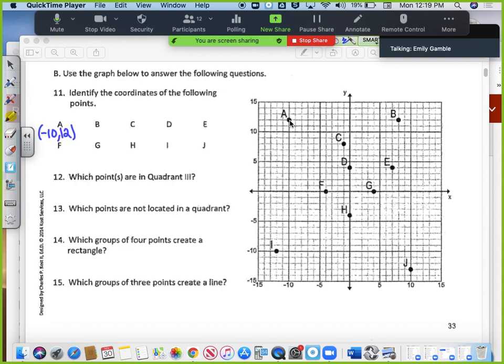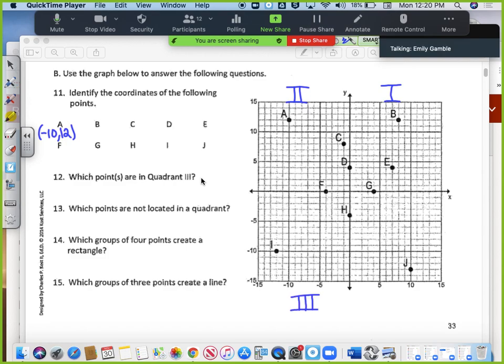And then what I want you to do is fill out the rest of these points by finding out their x and y values for the rest of them here. And then it's asking which points are in quadrant 3. Don't forget that when we have a graph, we have 4 quadrants. The top right-hand quadrant is quadrant 1. They like to use Roman numerals instead of just regular numbers like we're used to. Quadrant 2 is this top left-hand corner.